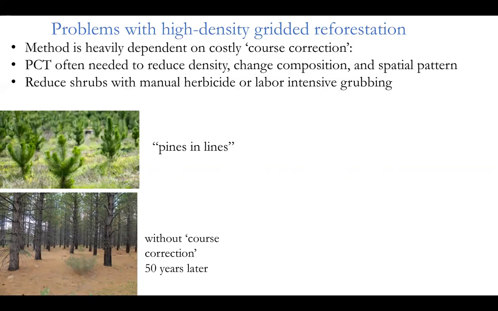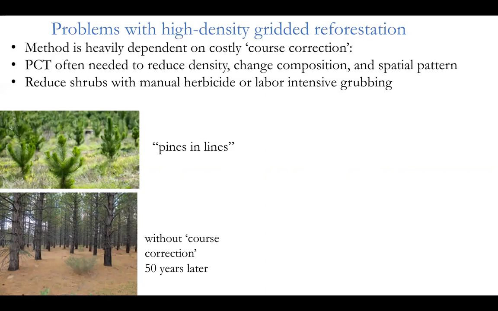And so this PCT, or pre-commercial thinning, is often a key step in this process, which reduces density, changes composition, and changes the spatial pattern. And so the mindset is one which is reasonable, that we can go in and create the heterogeneity that we want after we first capture the site with trees. Part of that capture, of course, is reducing early shrub establishment with herbicide and/or grubbing, mechanical removal.